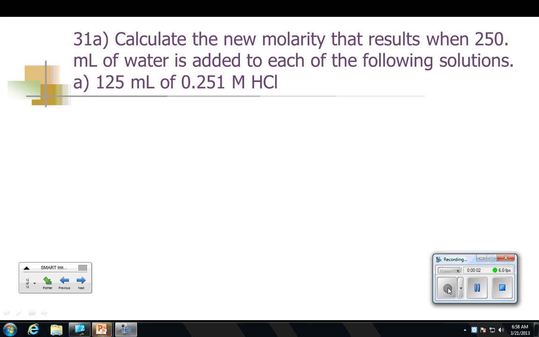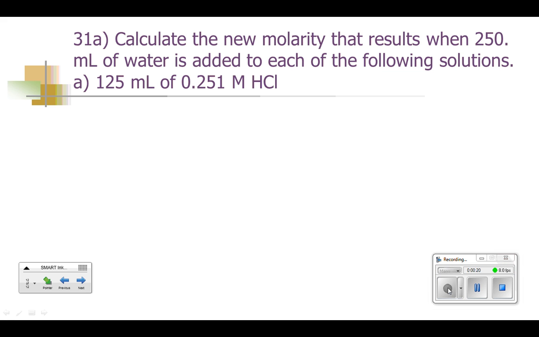Problem 31, part A on page 556 in the textbook says calculate the new molarity that results when 250 milliliters of water is added to each of the following solutions. And part A is 125 milliliters of 0.251 molar HCl.